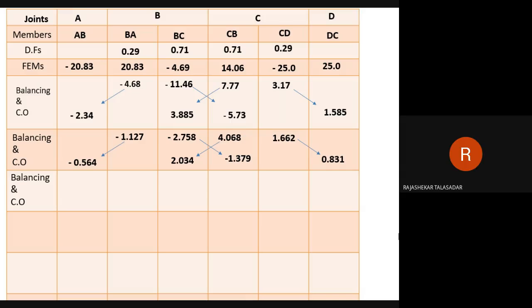Yes, sir. Okay. Tell me what is the balancing moment under BA? Minus 0.589. Very good. BC? Minus 1.44. Very good. CB? Plus 0.97. Plus 0.7979. Very good. Under CD? 0.39. 0.399. Okay. Listen, may I tell you again here how these have come for those who have not understood.